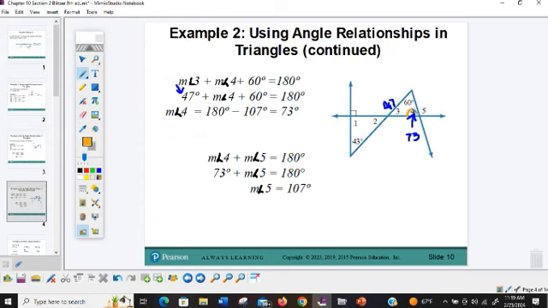Notice that 4 and 5 are on a straight line. They add to 180. So if we do 180 and we subtract 73 here, we end up with 107. So that tells me that angle 5 is 107. Now we've solved for all of them.